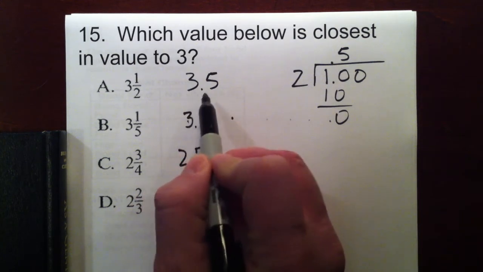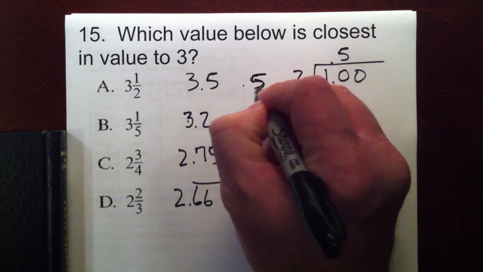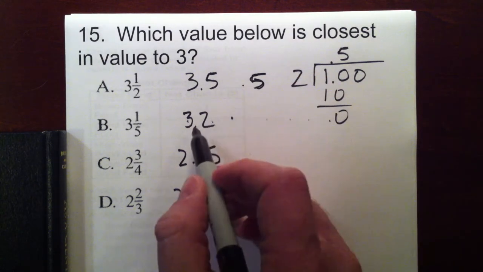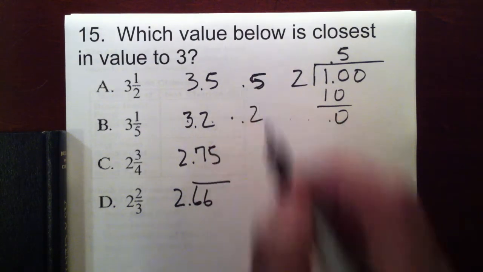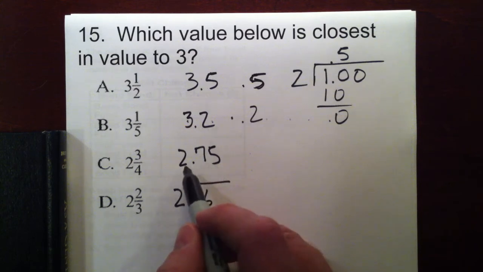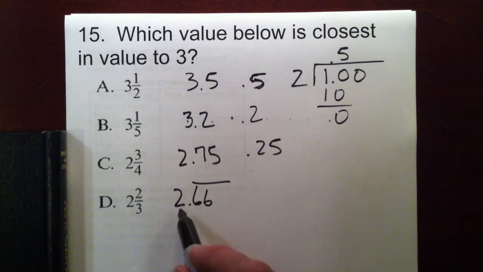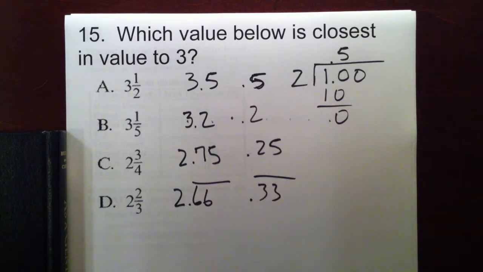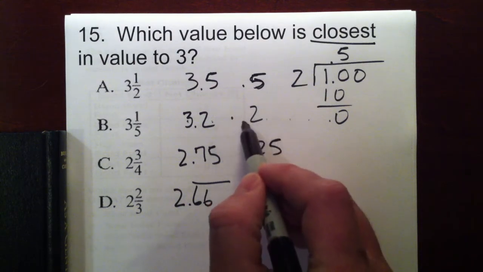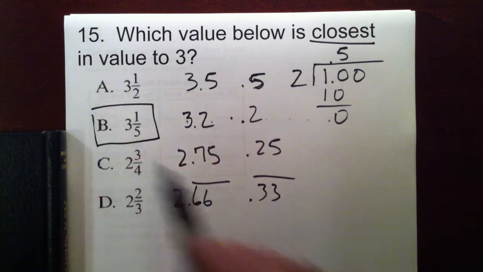If we take 3 and subtract it from 3.5, we get an answer of 0.5. That's how far away from 3 it is. If we take 3.2 and subtract 3 from it, we get a difference of 0.2. If we take 3 and subtract 2.75, we get a difference of 0.25. And then if we take 3 and subtract 2.66, we end up with a difference of 0.33 repeating. Now the closest one to the value of 3 is right here, the difference of 0.2, 3.2, or 3 and 1 over 5.